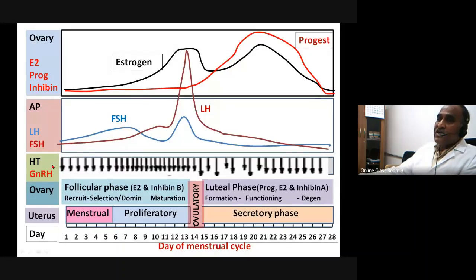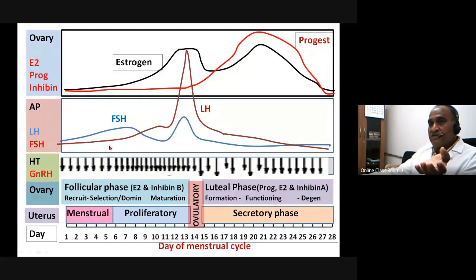Now this GnRH is not released continuously. It comes in pulses. These pulses are of a duration of 90 to 120 minutes. So if it is taking 2 hours, there may be 12 such pulses in a day, and they will be spaced very regularly.